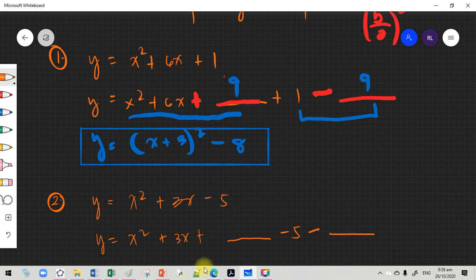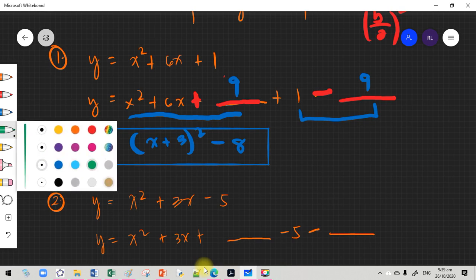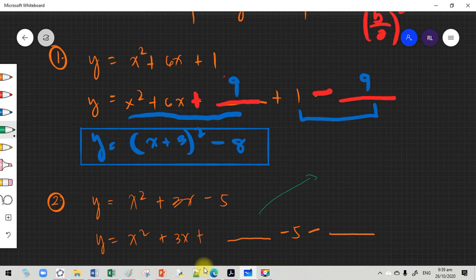Okay. So what we are going to add and subtract is the (b over 2) squared. What is b? 3. So here we have our b is (3 over 2) squared. Let's not turn it into decimal. Let's leave it as a fraction. We'll have 9 over 4. Therefore, we will add 9 over 4 here and subtract 9 over 4 here.